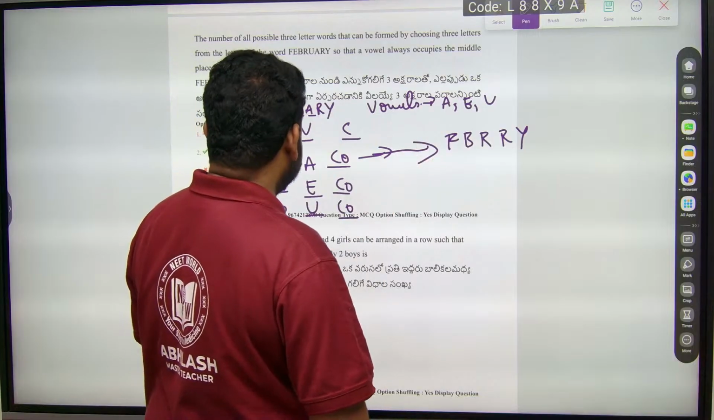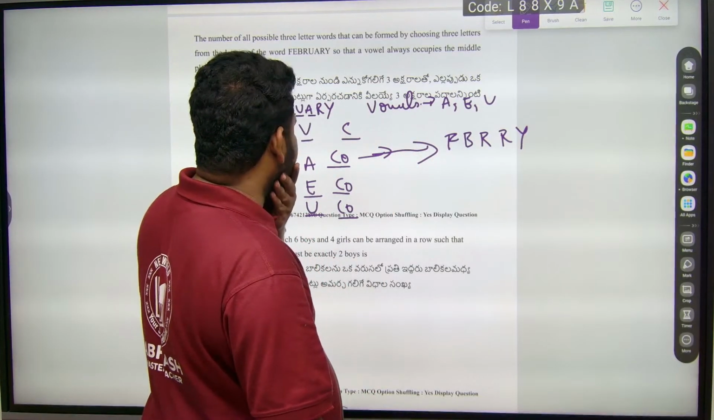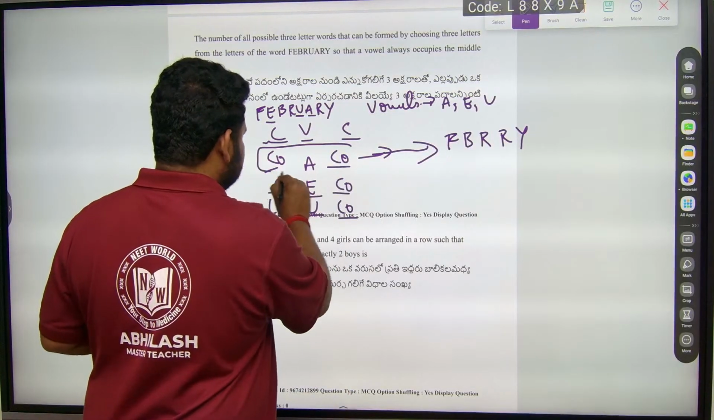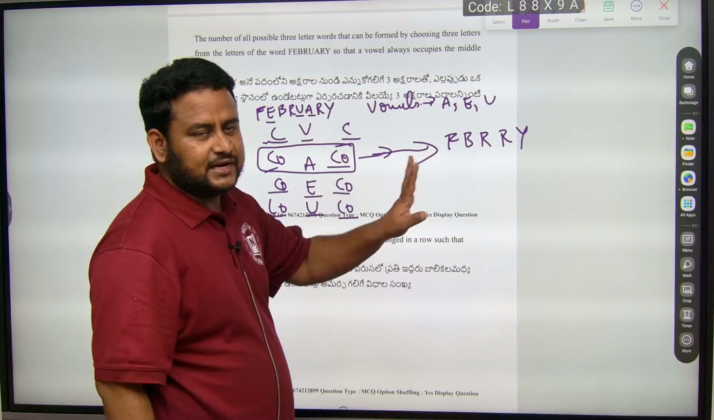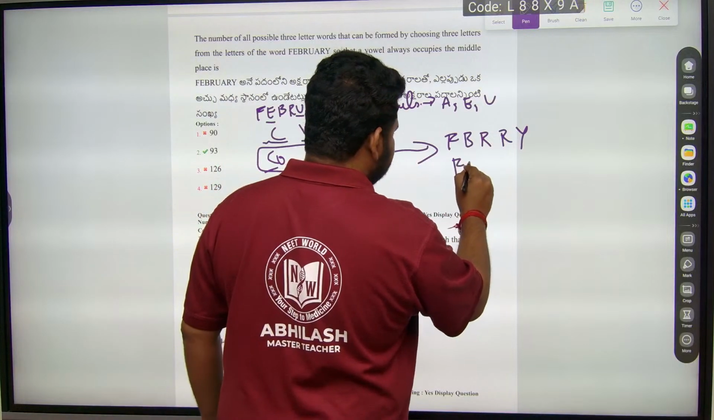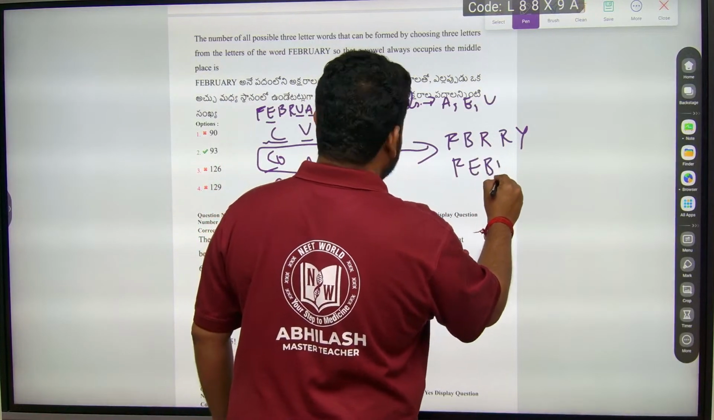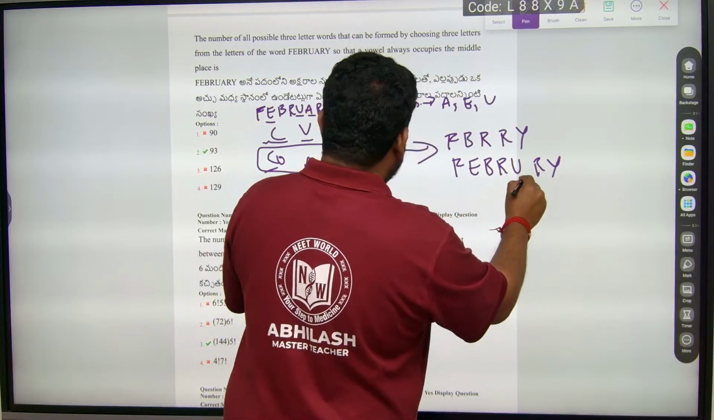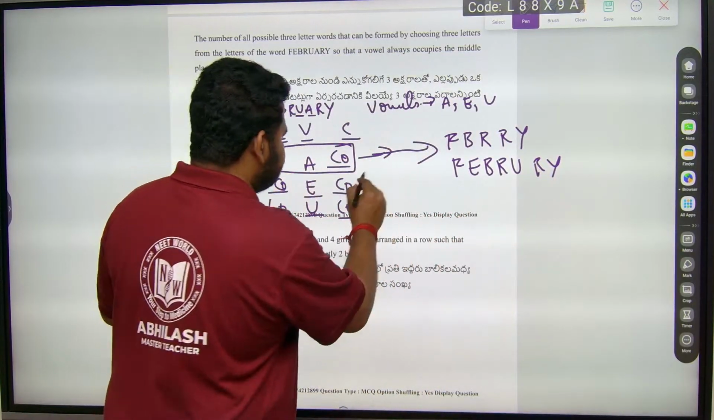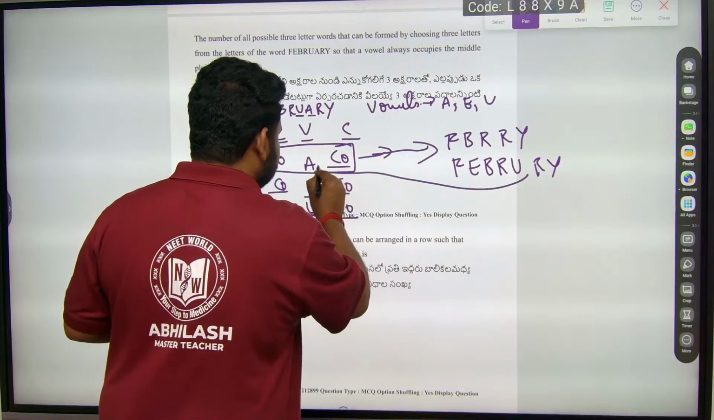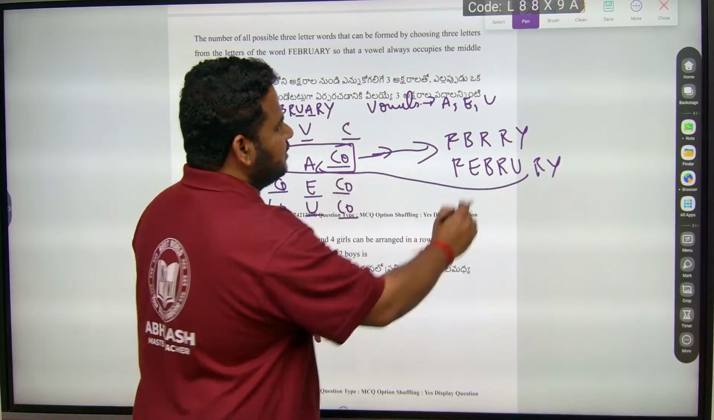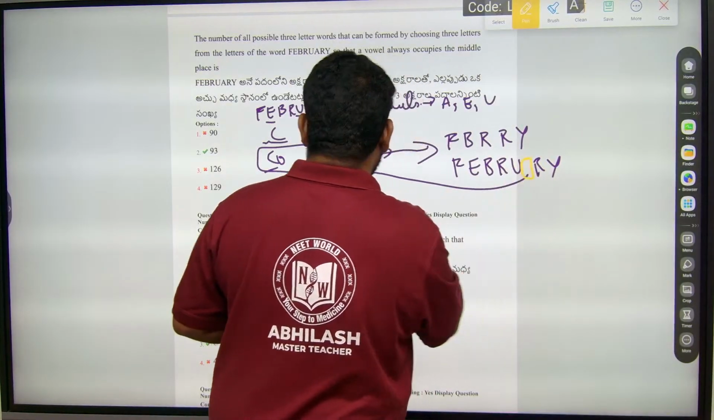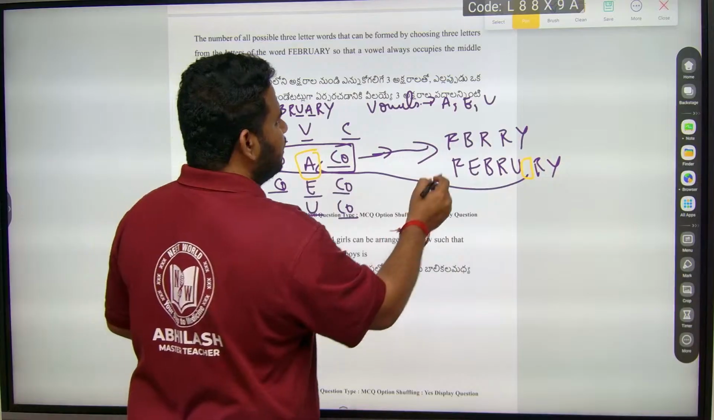Now what we have to do is, first we are fixing A. We are fixing A means we have to write the complete word, that is F, E, B, R, U, R, Y. Why am I not writing A? A is already fixed here. So I am not writing it.